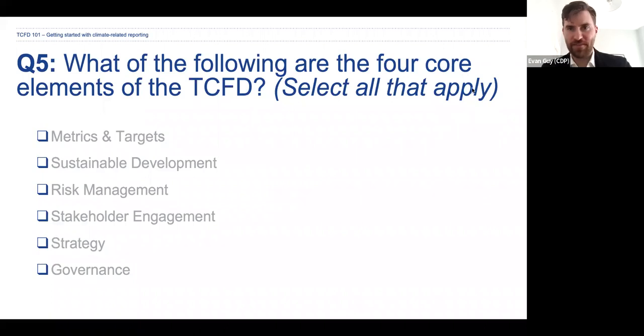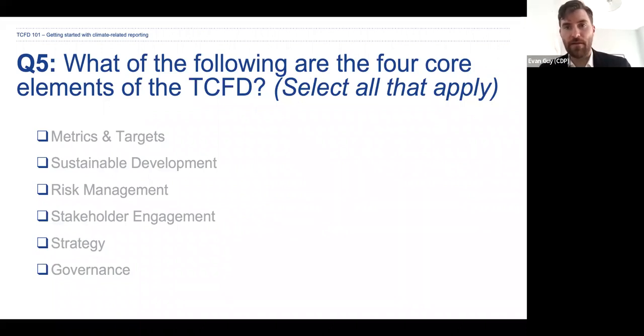So I guess the first thing to say is to sort of connect some of the dots here. CDP's questionnaire is pretty well fully aligned with the TCFD. So if you're completely filling out in line with CDP, you're aligning your disclosures with TCFD.